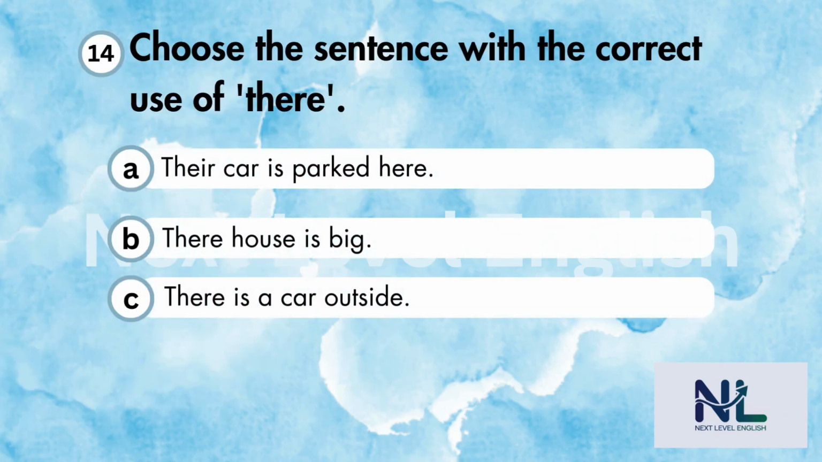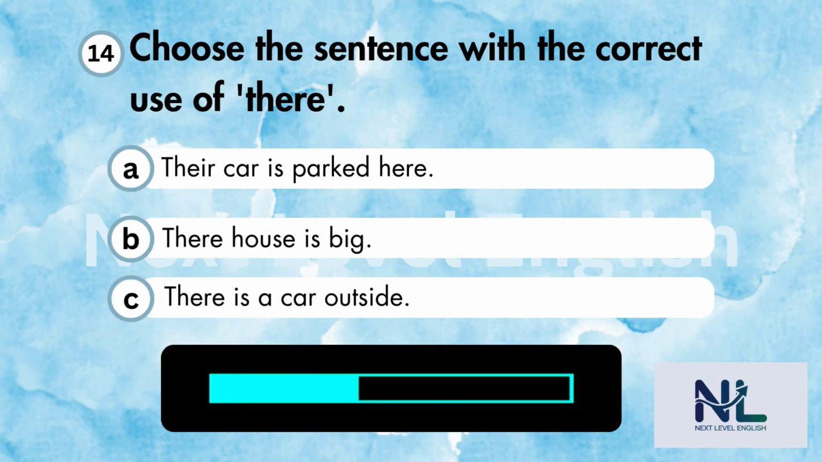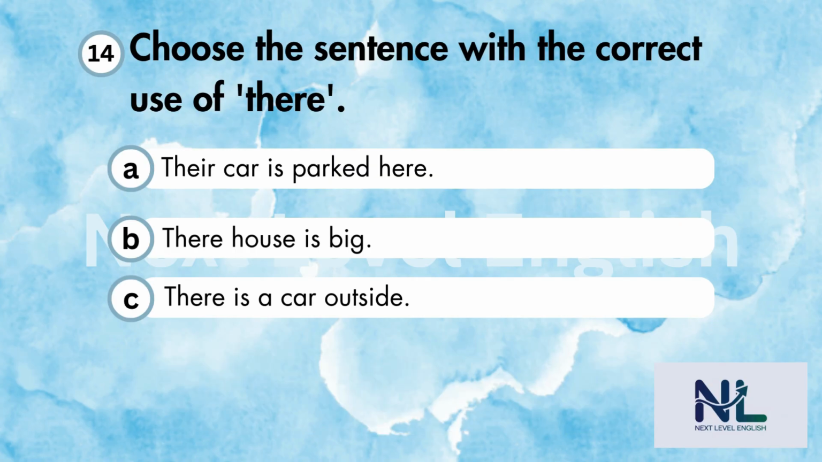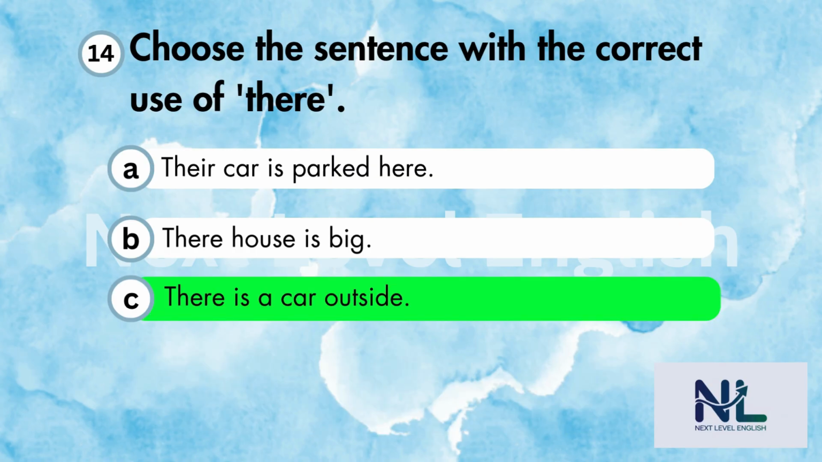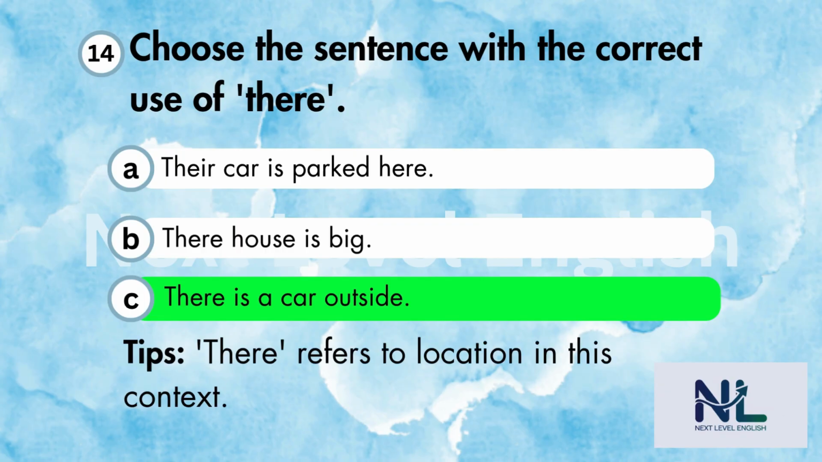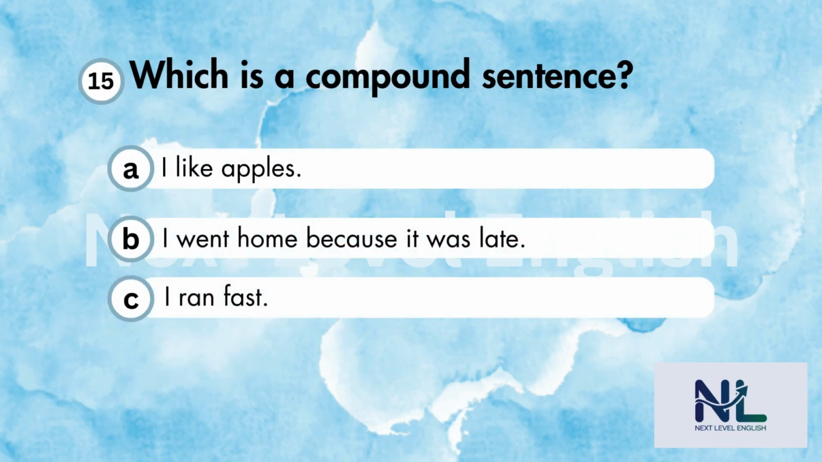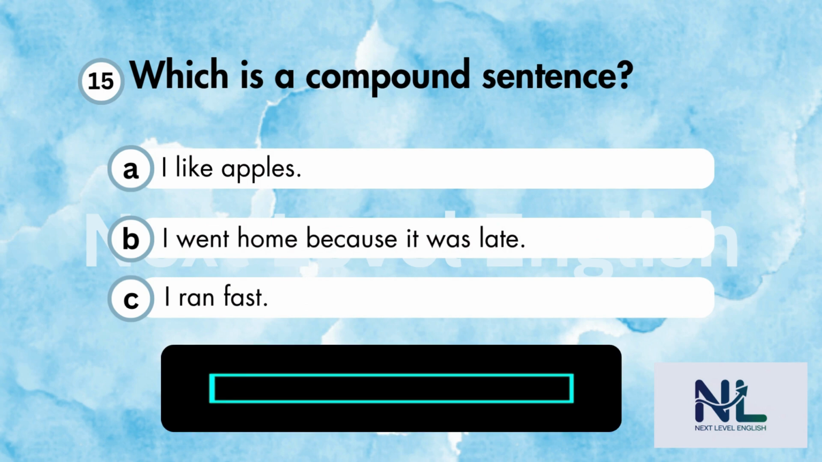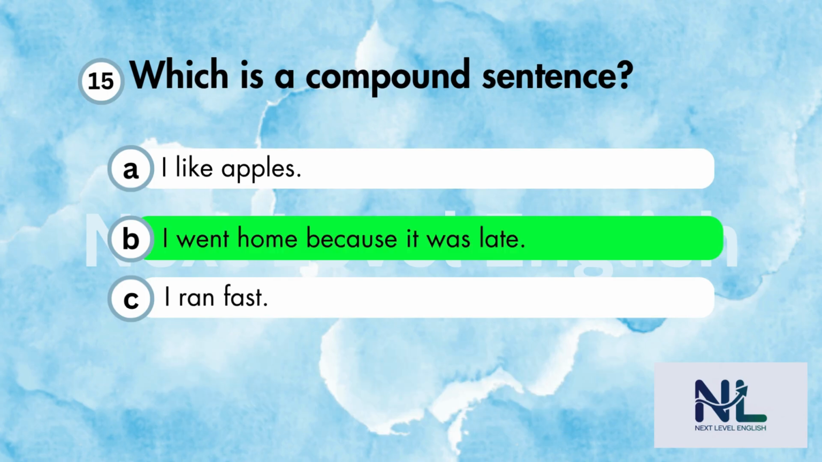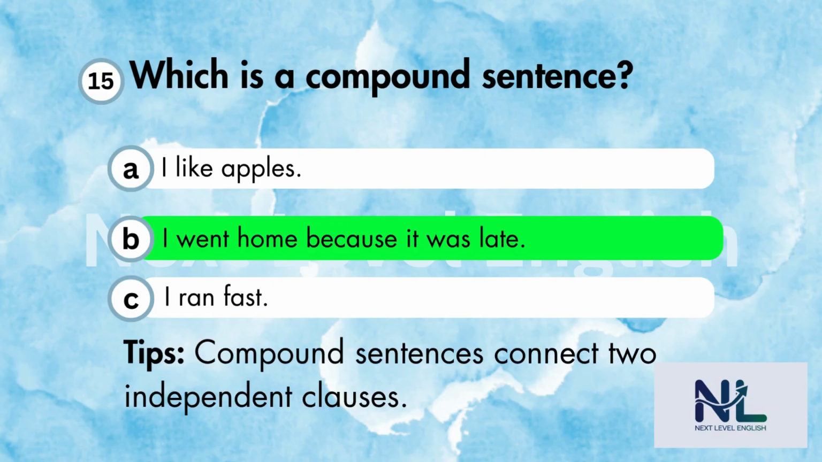14. Choose the sentence with the correct use of there. There is a car outside. Tips: there refers to location in this context. 15. Which is a compound sentence? I went home because it was late. Tips: compound sentences connect two independent clauses.